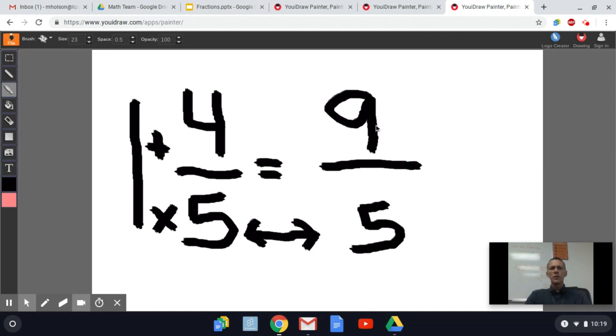Now, to find your numerator, to find your top number, simply multiply your bottom with your whole number, so 5 times 1, and then add it to your numerator, your top number. So 5 times 1 is 5, plus 4 will give you 9. So your improper fraction would be 9 over 5, or 9 fifths.